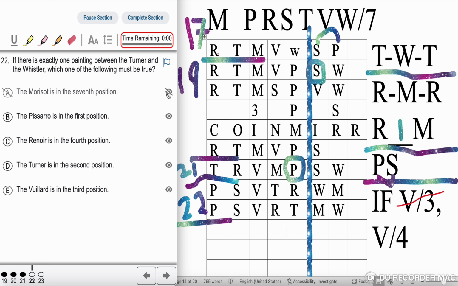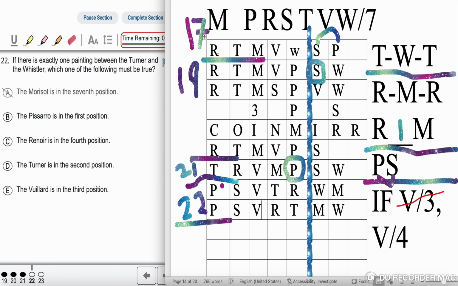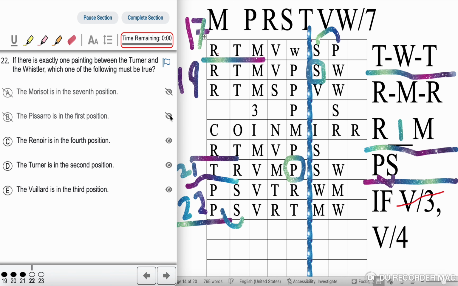P is in the 1st position. That can actually be rotated, because if you look at this game board right here, technically P and S can rotate, and they have the ability that S is in the 1st and P is in the 2nd. So go ahead and remove that one too. R is in the 4th position. You see in the 1st one it's in the 5th. So go ahead and remove that. T is in the 2nd position. T is not going to be 2nd. V is in the 3rd position.